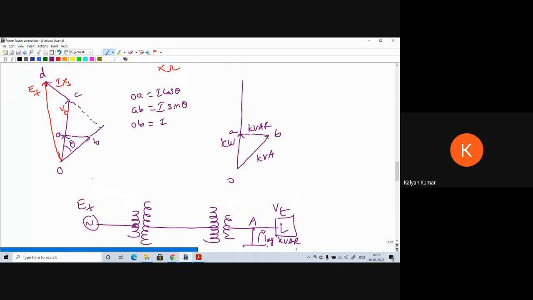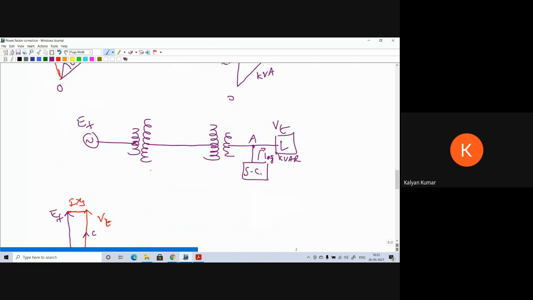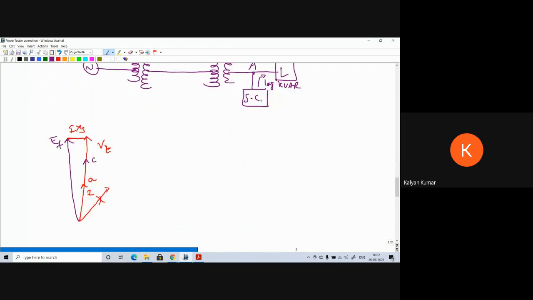Now, as the current is reduced, initially the terminal voltage is up to OC only. Now the terminal voltage is going to increase. Suppose it is point D, the terminal voltage is going to increase from OC to OD.